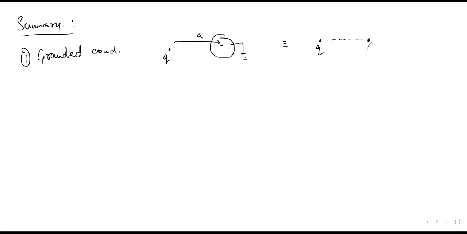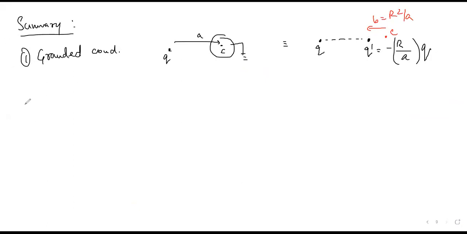You'll have to place a charge Q dashed, which is minus R by A into Q. At what distance will you place this? At a distance B from the center, which is R squared by A from the center. This is one case. And what is the second case?